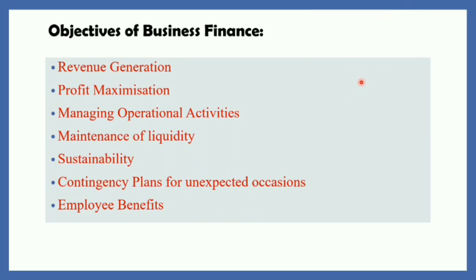So these were your objectives of business finance. First one was revenue generation. Second, profit maximization. Third, managing operational activities. Fourth, maintenance of liquidity. Fifth, sustainability. Sixth, contingency plans for unexpected occasions. And seventh, employee benefits.